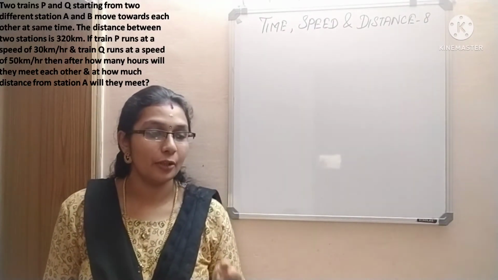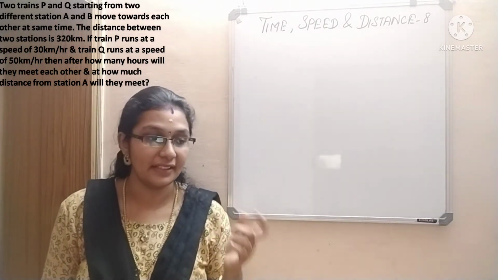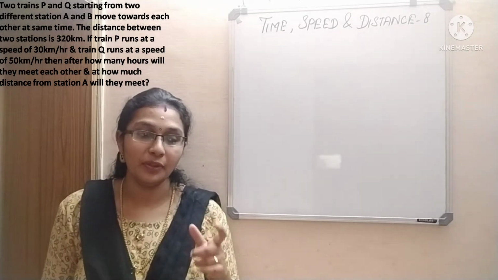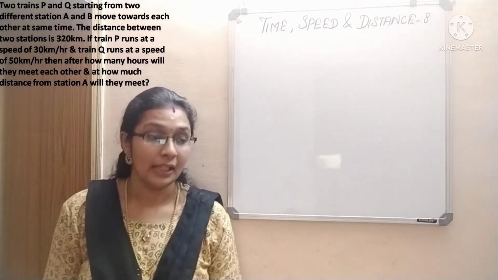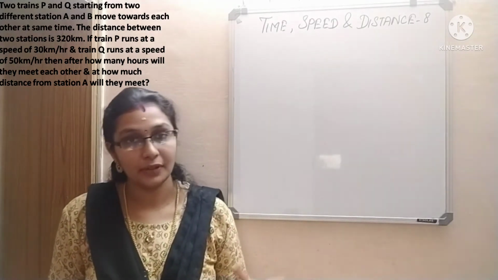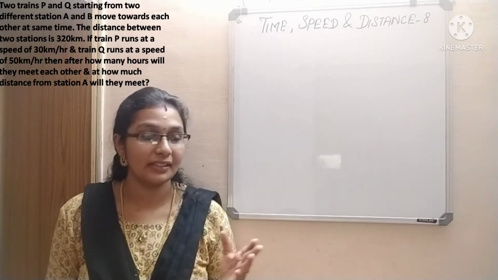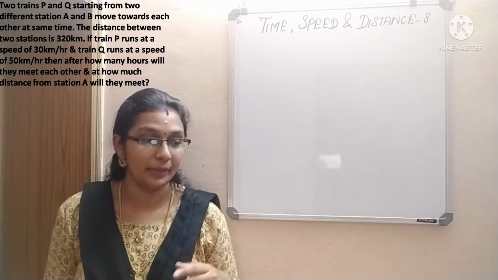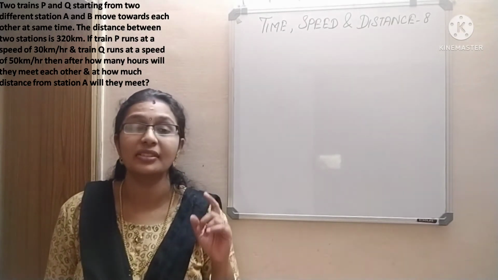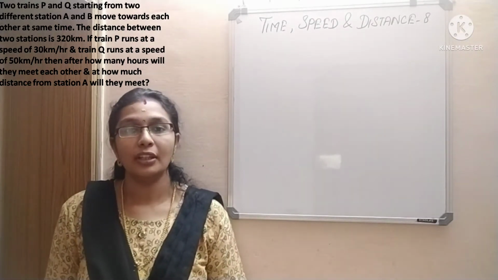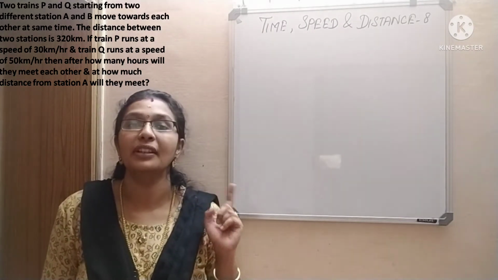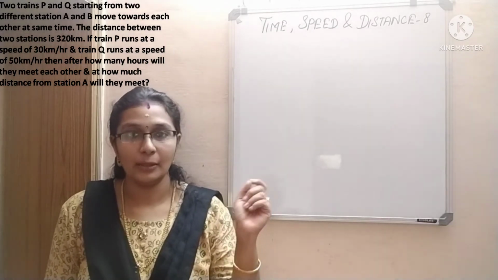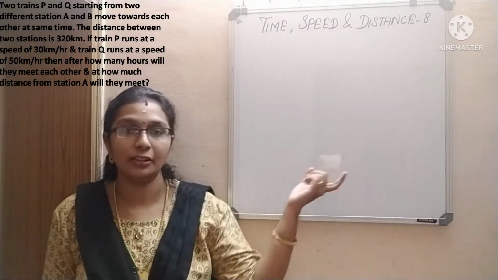Two trains P and Q, starting from two different stations A and B, move towards each other at the same time. The distance between the two stations is 320 km. If train P runs at a speed of 30 km per hour and train Q runs at a speed of 50 km per hour, then after how many hours will they meet each other and at how much distance from station A will they meet? So here we have two questions. We will have to find the meeting time and distance. Clear? So we will read from the first point one by one and solve.